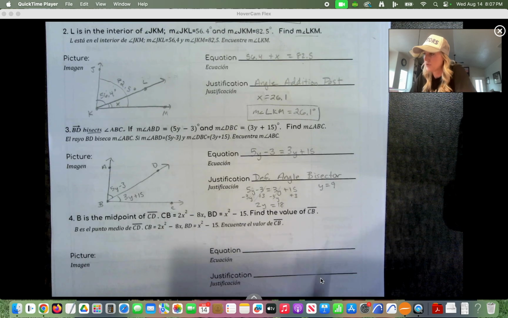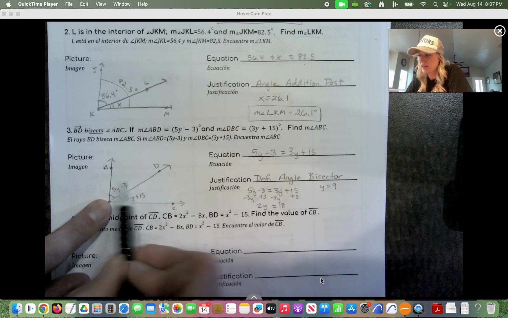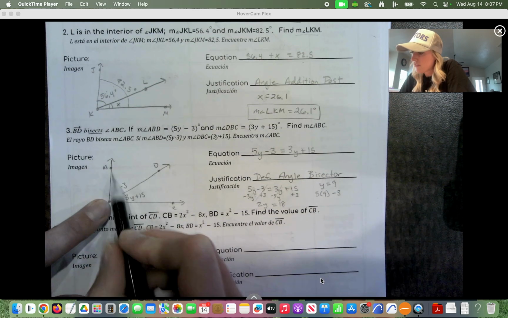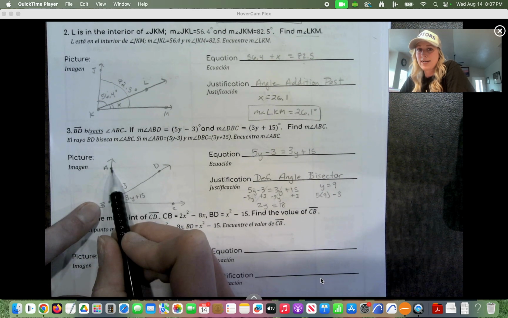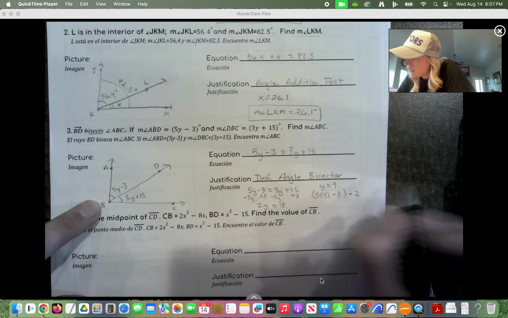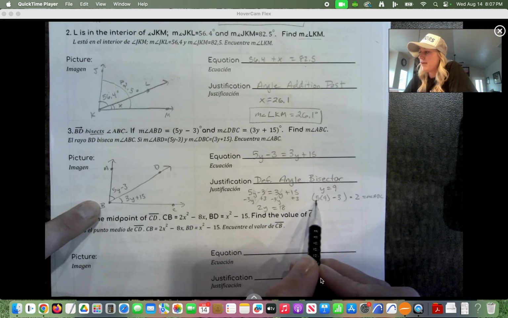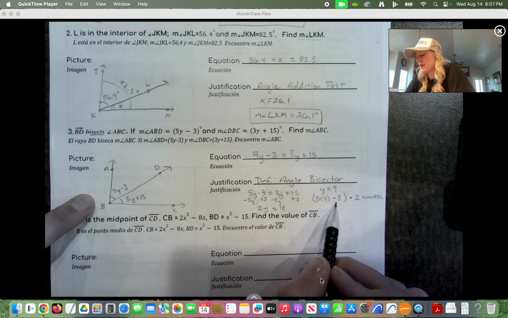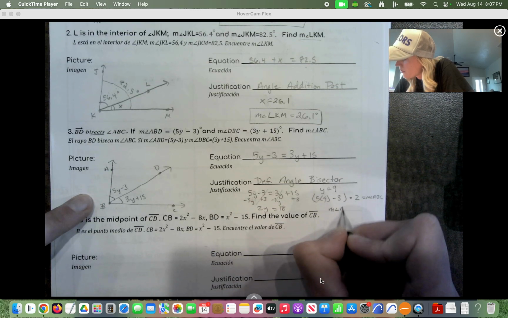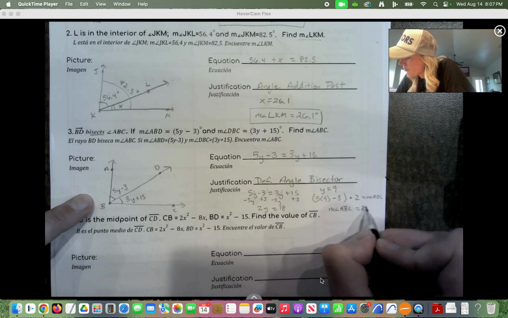Okay, so now they ask for this whole angle. So I'm going to plug y is 9 back in for one of these. So I'm just going to do 5 times 9 minus 3. But that's just going to give me this half. So what I need to do is then whatever I get for this, I'm going to multiply it by 2 to get the whole angle. So that's going to give me the angle ABC. Okay, so 5 times 9 is 45. Minus 3 is 42. 42 times 2 is 84. So we get the measure of angle ABC is 84 degrees.